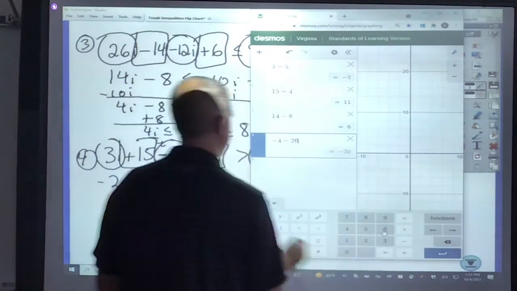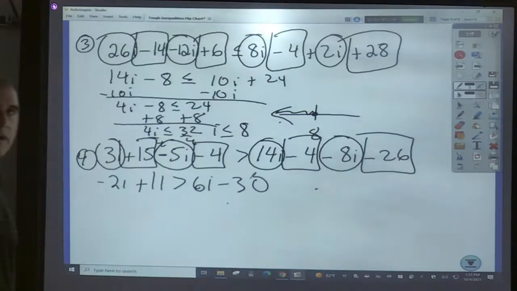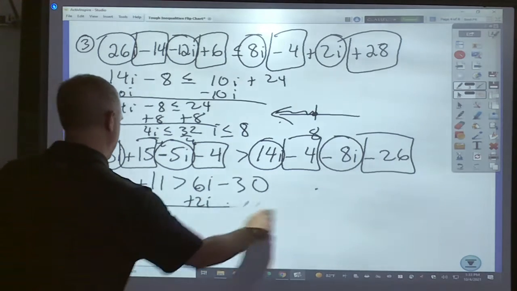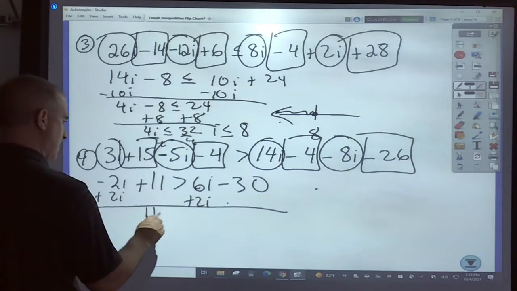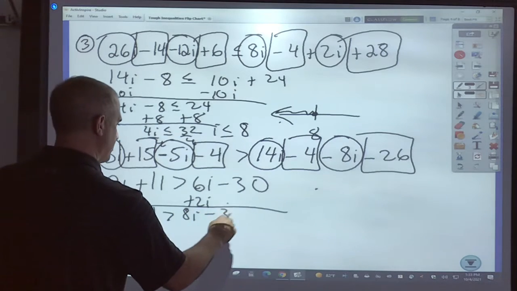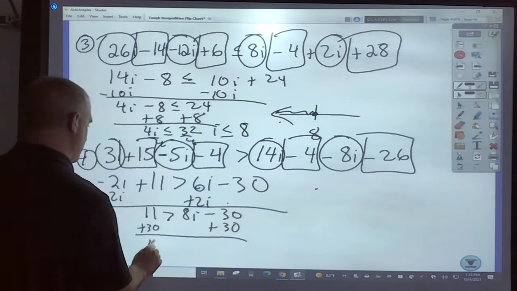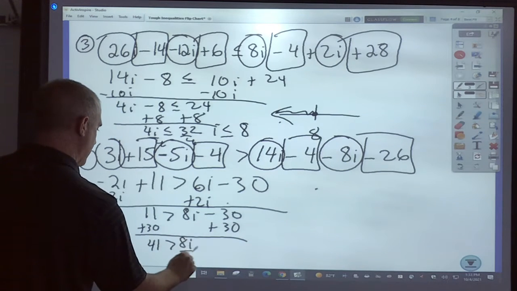Okay, now we're down to variables on both sides. Add 2i, add 2i. Okay, I do opposite here. I'm going to do 11 greater than 8i minus 30. Add 30. That's 41 greater than 8i. And divide by 8.